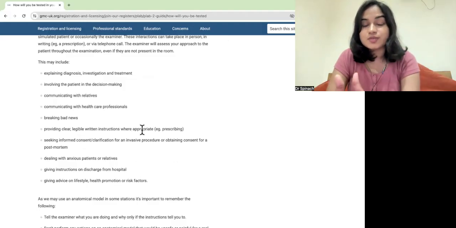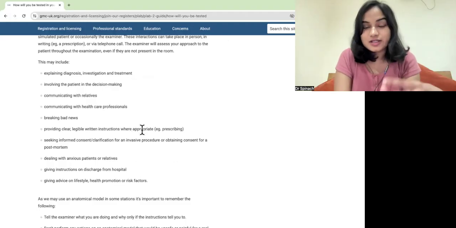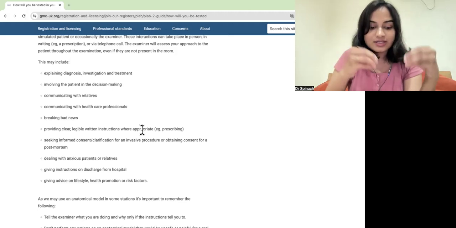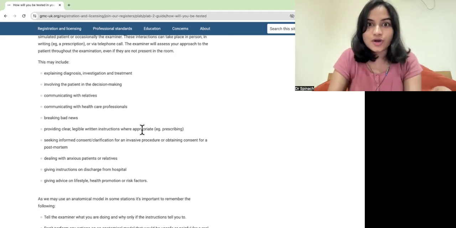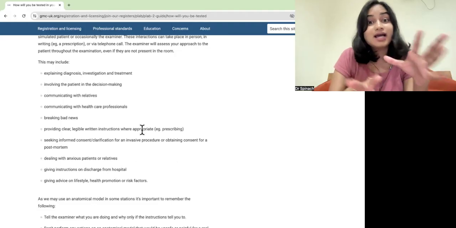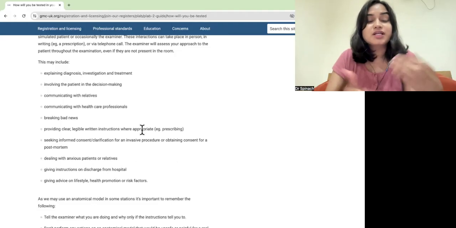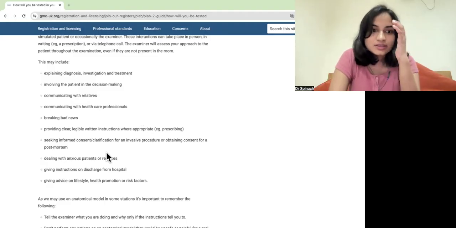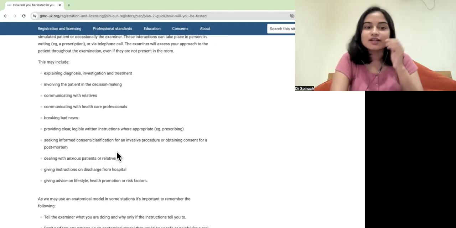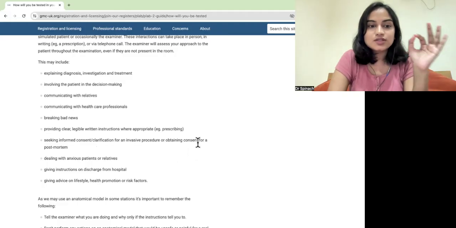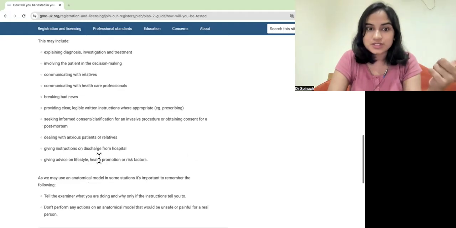For example, prescription. Now, interpersonal skills under prescription is what? Have you written everything clearly or not? Is it very easy for the other person to read or not? So again, in that case, you will have to improve on your handwriting. And how can you do that? Well, speeding up your practice. So that will come with practice. Seeking informed consent, clarification for an invasive procedure, or obtaining consent for a postmortem. This also comes under that.